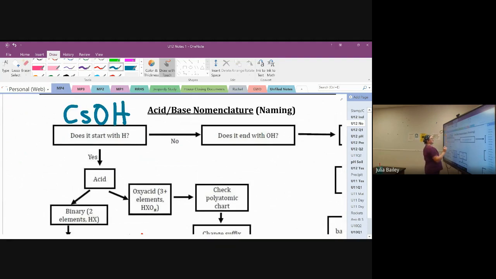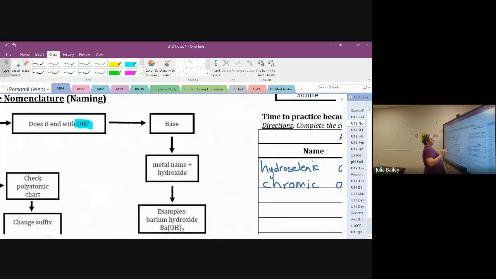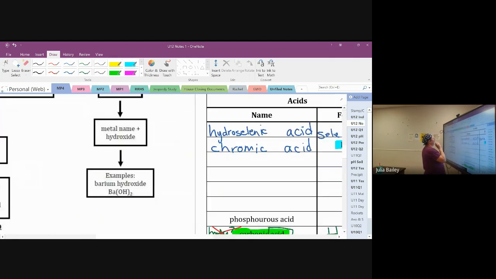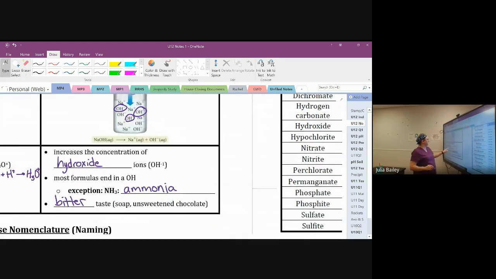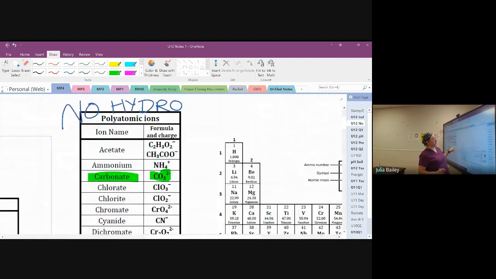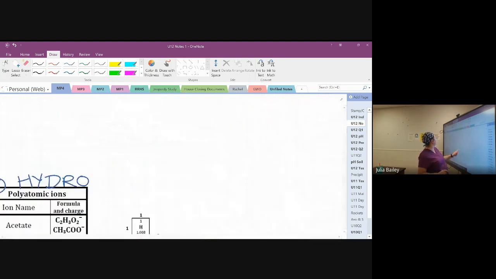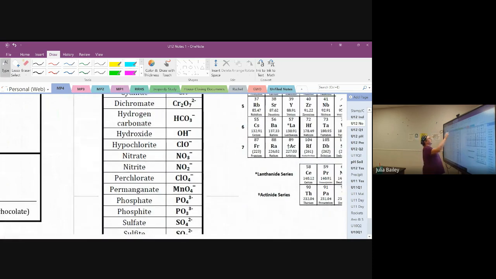CsOH. Does it start with an H? No, it does not. Does it end with an OH? Yes, it does. That makes it a base. Bases, you don't actually have to write the word base in your name of your base. You have a metal name and then you write the word hydroxide. So again, the problem we're looking at right now is CsOH. Hydroxide is the name of that OH, right? We talked about this at the top of the page. We also have hydroxide on our ion chart. It's on there. That's its name, hydroxide.